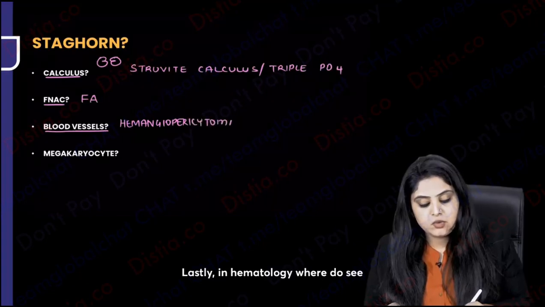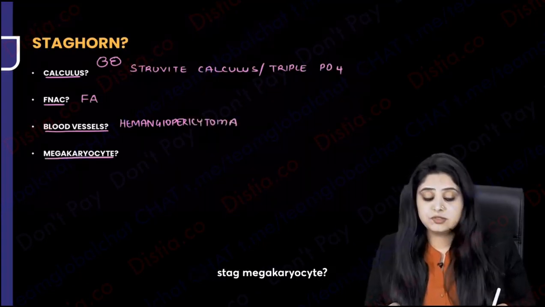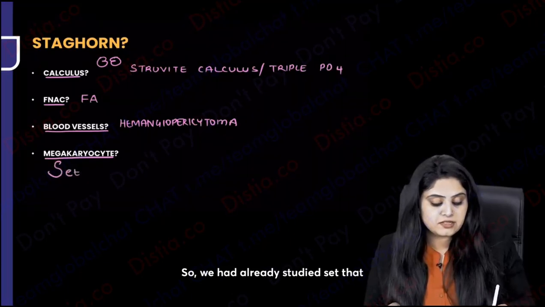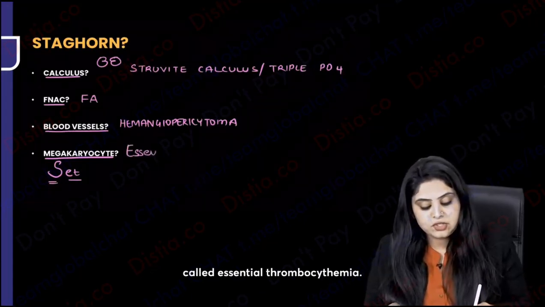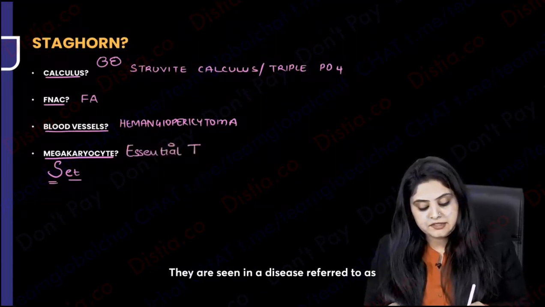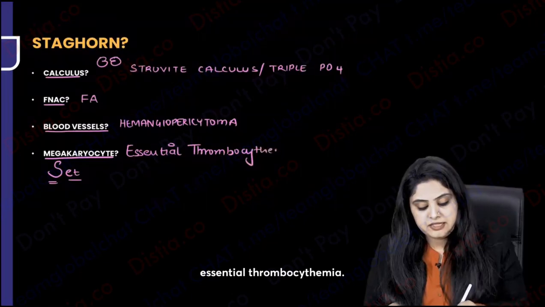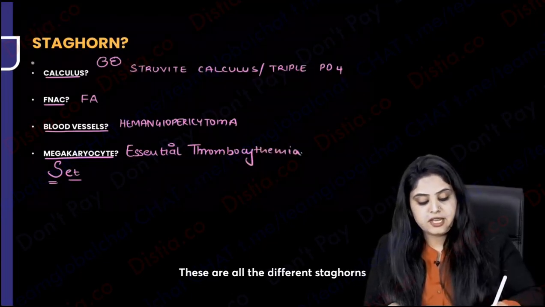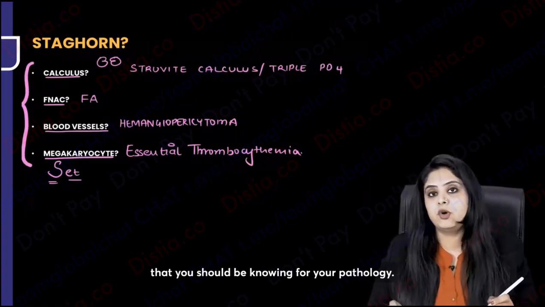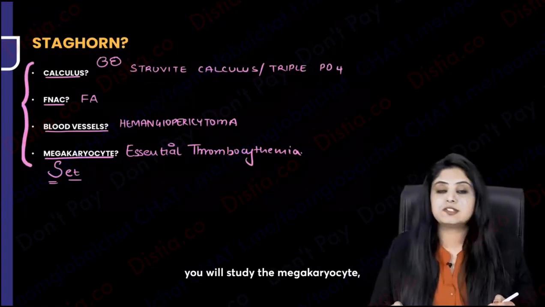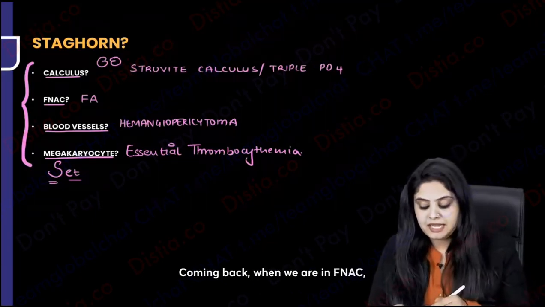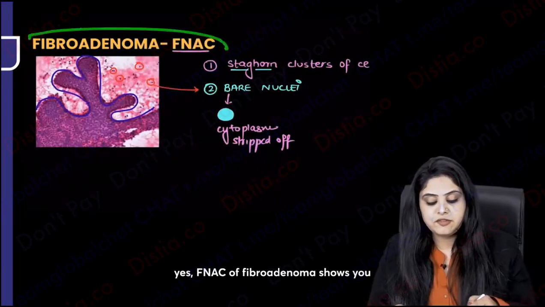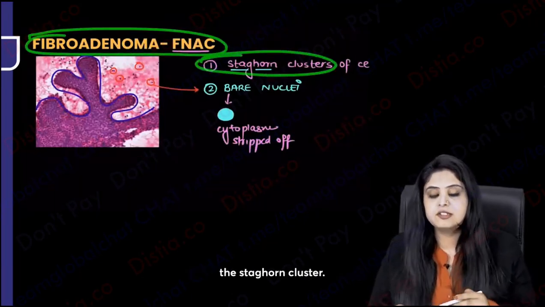Lastly, in hematology, where do you see staghorn megakaryocytes? We had already studied that staghorn megakaryocytes are seen in a disease called essential thrombocythemia. These are all the different staghorns that you should be knowing for your pathology. Of course, when you go to hemat, you will study the megakaryocyte and this entire list would be completed. Coming back, when we are in FNAC, yes, FNAC of fibroadenoma shows you the staghorn clusters, but this was FNAC.